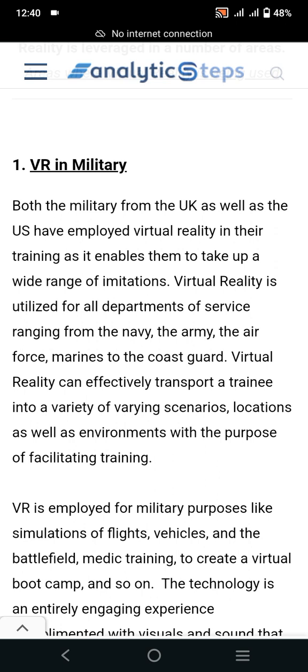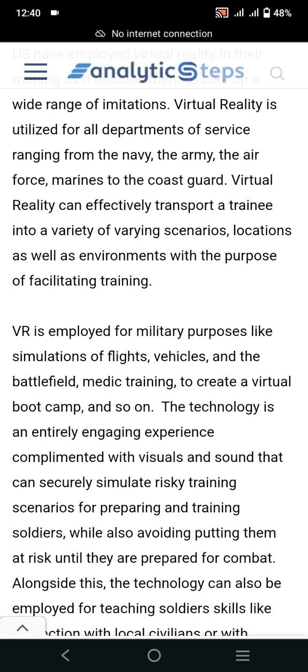Virtual reality can effectively transport a trainee into a variety of scenarios, locations, as well as environments with the purpose of facilitating training. VR is employed for military purposes like simulation of flight vehicles and the battlefield, medic training, to create a virtual boot camp and so on.